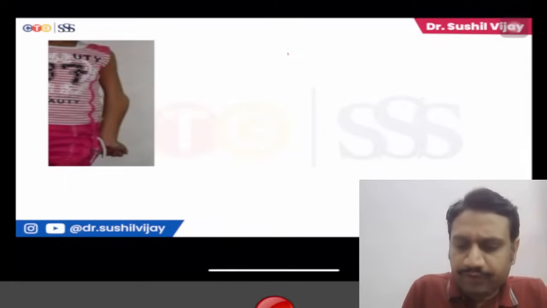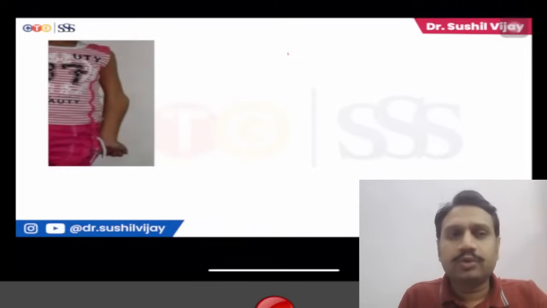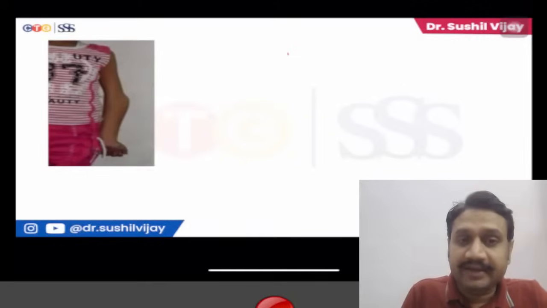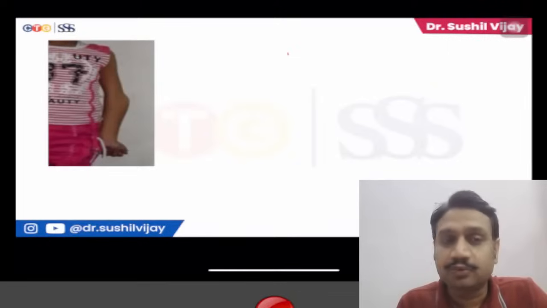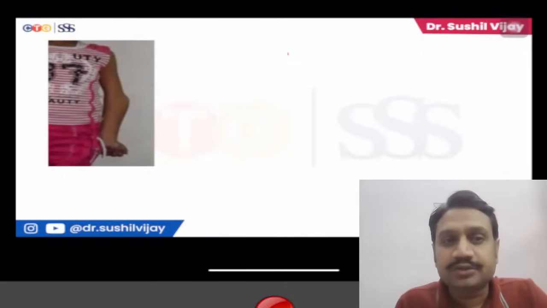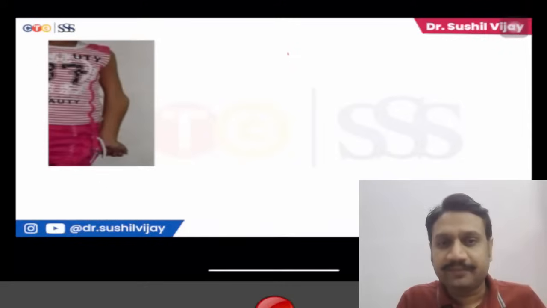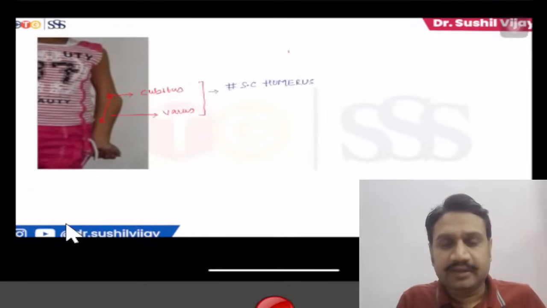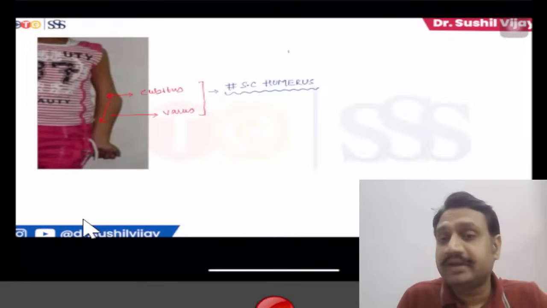Now I want all of you to not only remember about the supracondylar humerus, but I want you all to understand and remember why in the fracture supracondylar humerus this deformity should be happening, right? That is the most important part. So every supracondylar fracture is not going to show you this sort of deformity, right? Supracondylar fractures are only going to show you the deformity when there is some complication related to them.